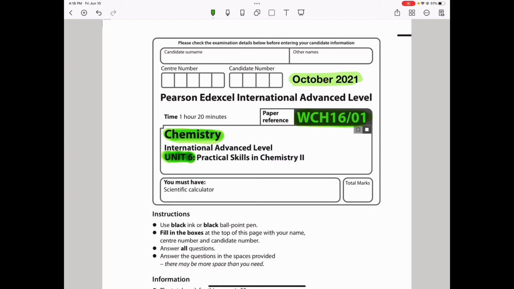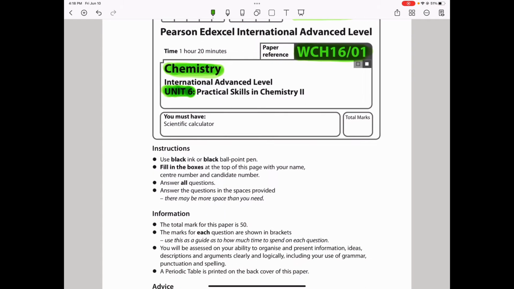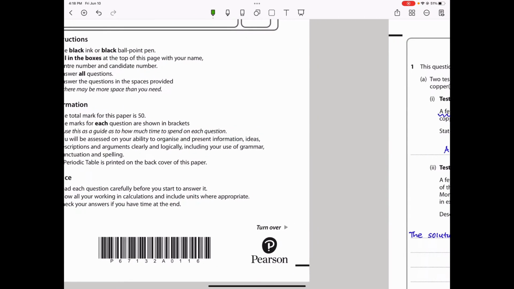This is the Pearson Edexcel October 2021 Chemistry Unit 6 paper. This paper is 50 marks. I will go straight to the first question.